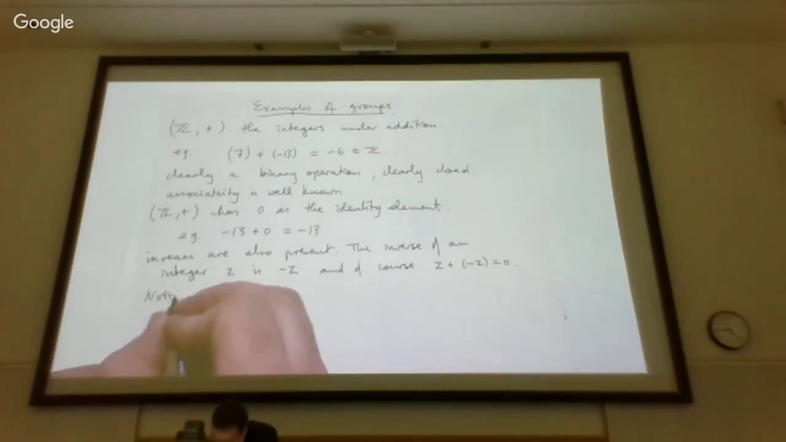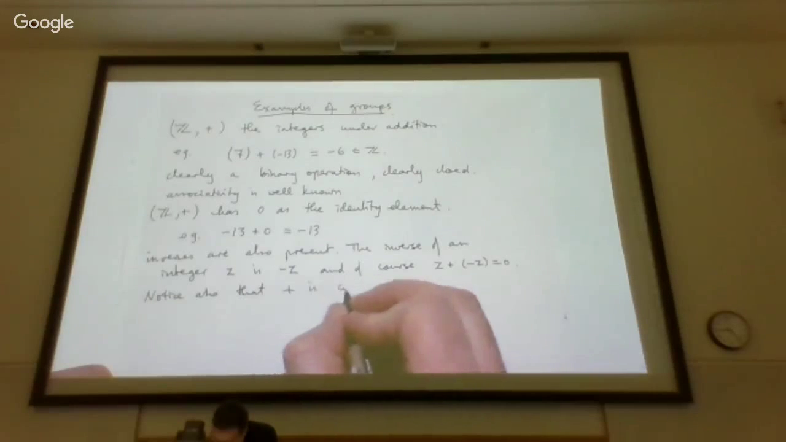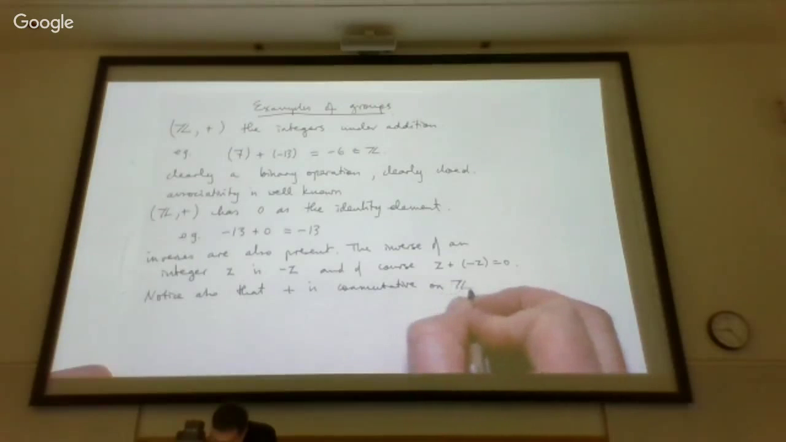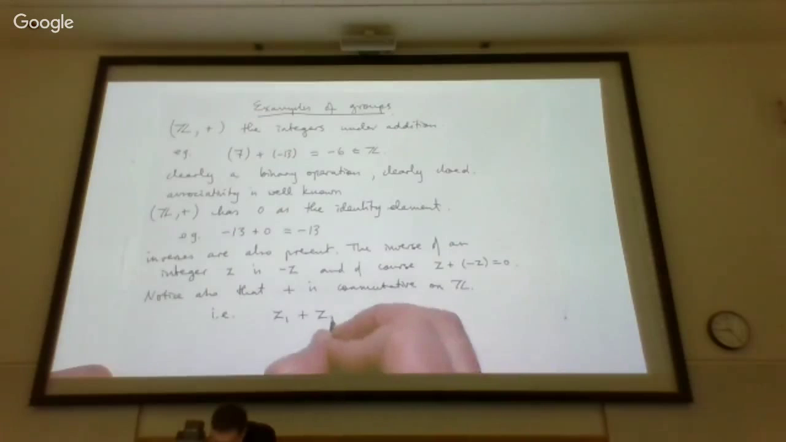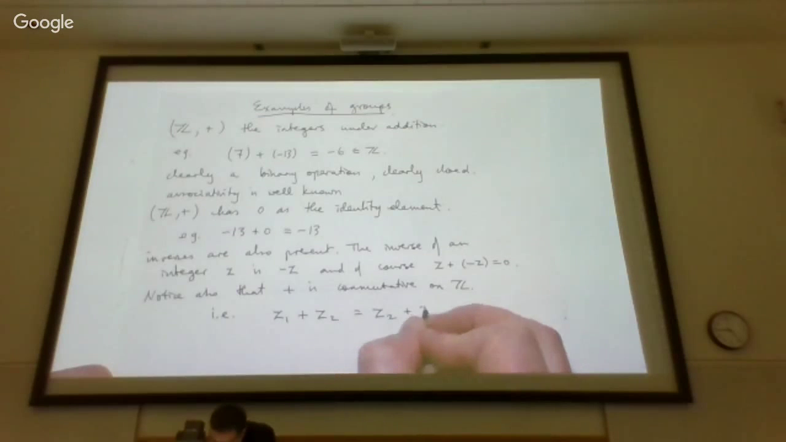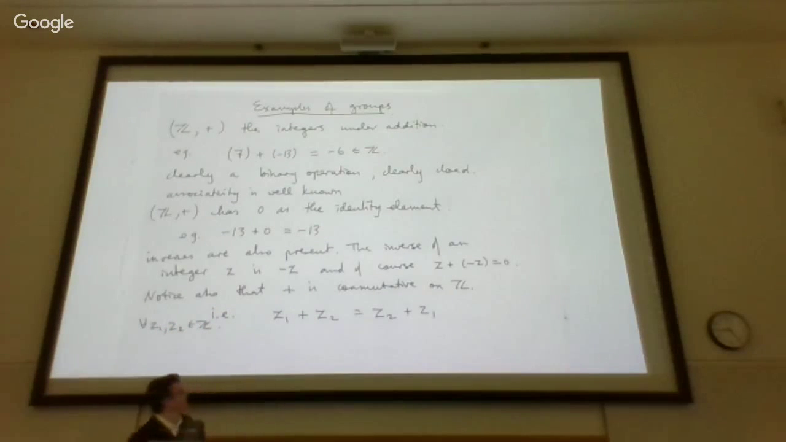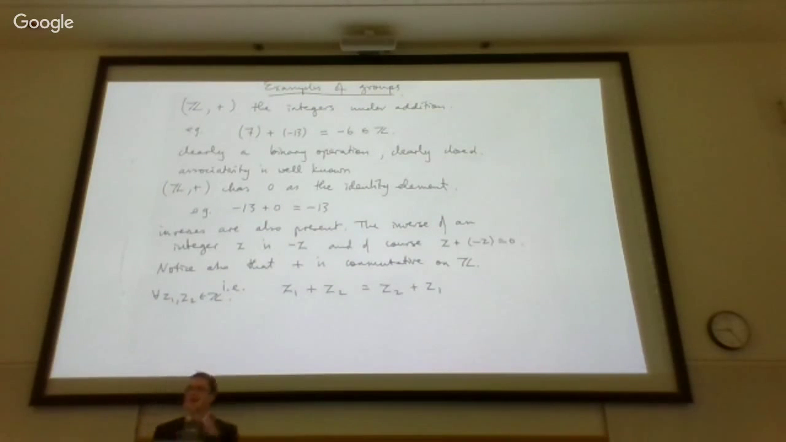Notice also that plus is what we term commutative on Z. I.e., if you take any integers Z1 and Z2, you always get the same thing no matter what order you add them in. So for every pair Z1 and Z2, when you add Z1 and Z2, it's the same as Z2 plus Z1. Now that is not a group axiom. It's not part of the definition of the group.